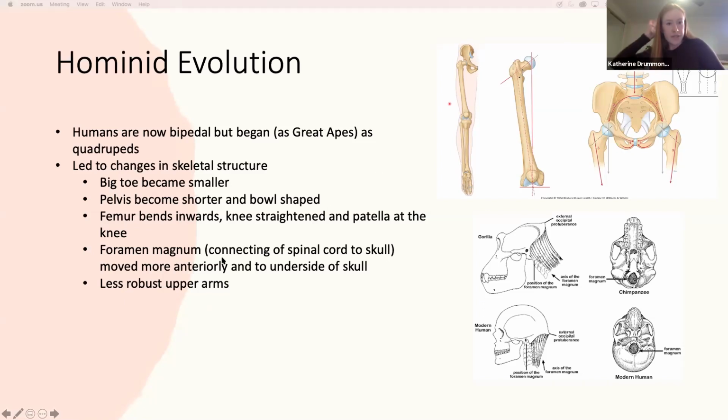The other thing that happened was our foramen magnum, which is where our spinal cord joins with our skull, moved more anteriorly. Our anterior is the front. So it began towards the back here, and it moved more towards the front of our body, towards the front of our head and towards the base of our skull. You can see that one just there. It's quite posterior there, quite towards the top of our skull, and it just moved more anteriorly and also more towards the base of our skull. And then the other thing that happened was we got less robust arms. I saw that in your notes. I'm not really sure why that is, but I'm sure your lecturers could help you out on that one.